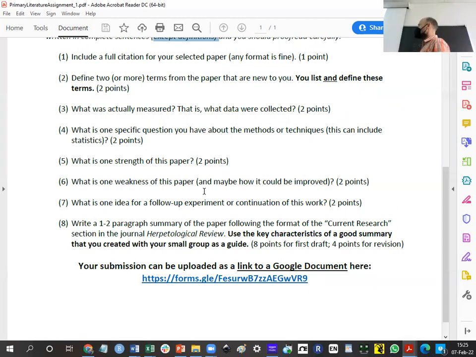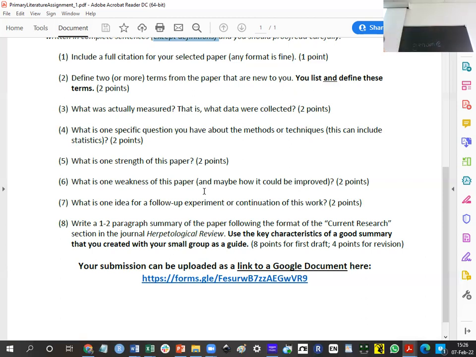Okay, number 8 is you're going to write a 1 to 2 paragraph summary of the paper following the format of the current research that you just dissected for your last assignment. And now you have a list of important characteristics you should include. You can use that list you created with your group and make sure you're hitting all of those points as you write a 1 to 2 paragraph summary.